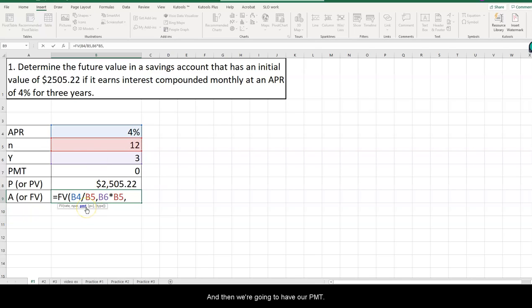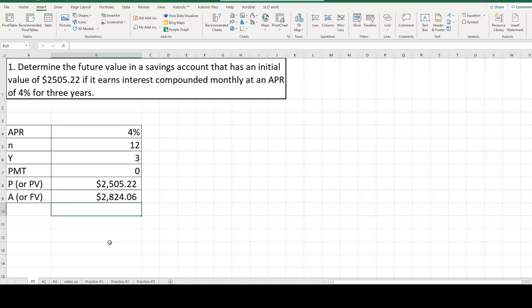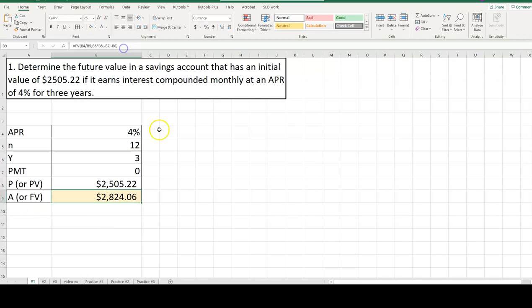And then we're going to have our PMT. We don't actually have a PMT, but we have to include a space for it in our formula. So we'll put a negative, and then I can click on that cell B7, comma, and then our last one will be our PV, our principal amount. It also has to have a negative, and then I'll click on that cell. I'm going to end with my parentheses and hit enter. And so our future value will be $2,824.06.